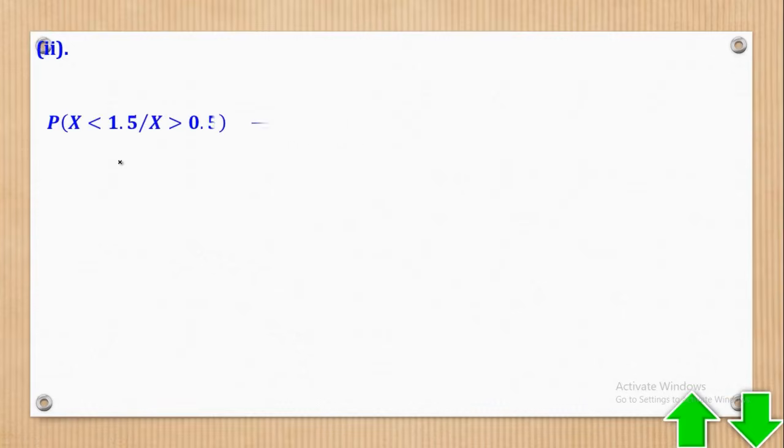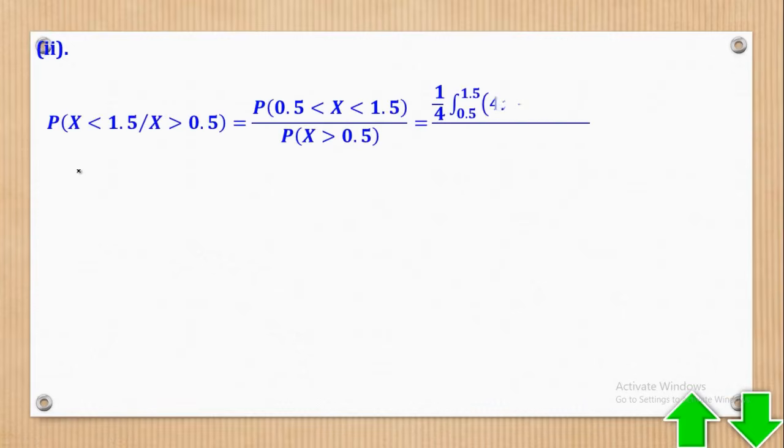So now we shall go to Roman 2. In Roman 2, they wanted the probability of x less than 1.5, given that x greater than 0.5 has already occurred. So like I said, this is the conditional probability.